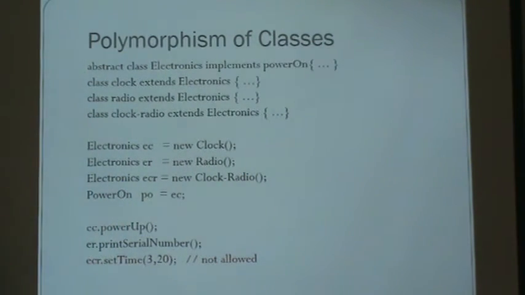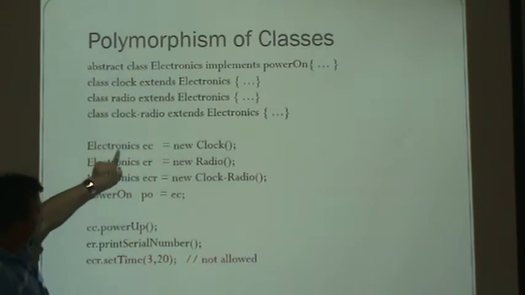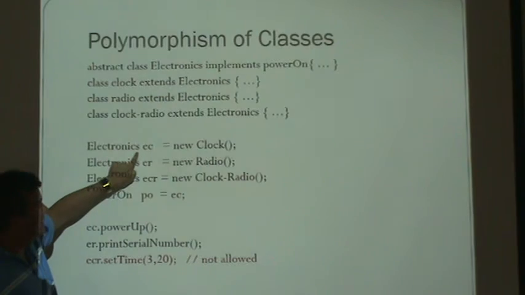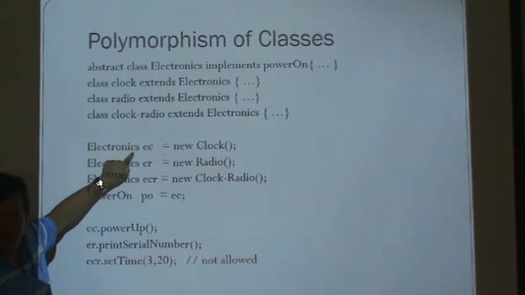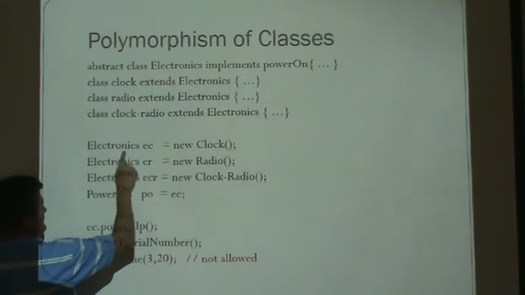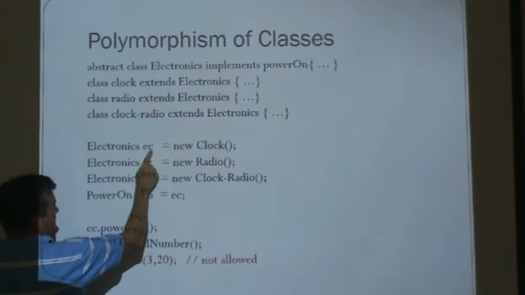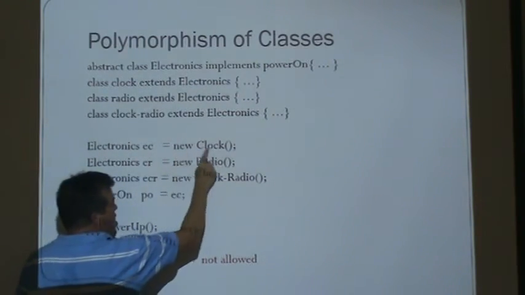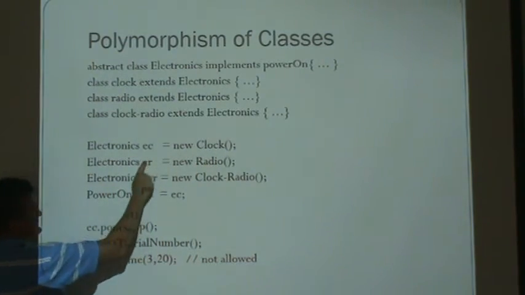What we could do is, even though Electronics is an abstract class and we could never make an object of type Electronics, we could say I have an Electronics reference, EC, which is going to be like an electronic version of a clock. And I could say equals new Clock, and this would compile.